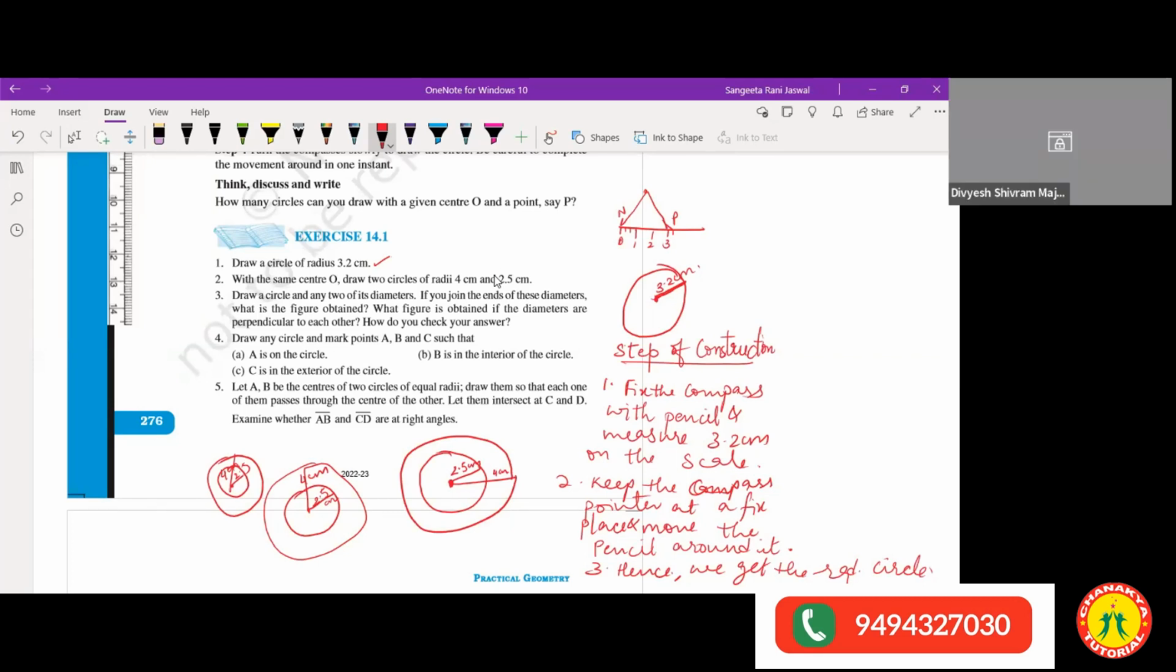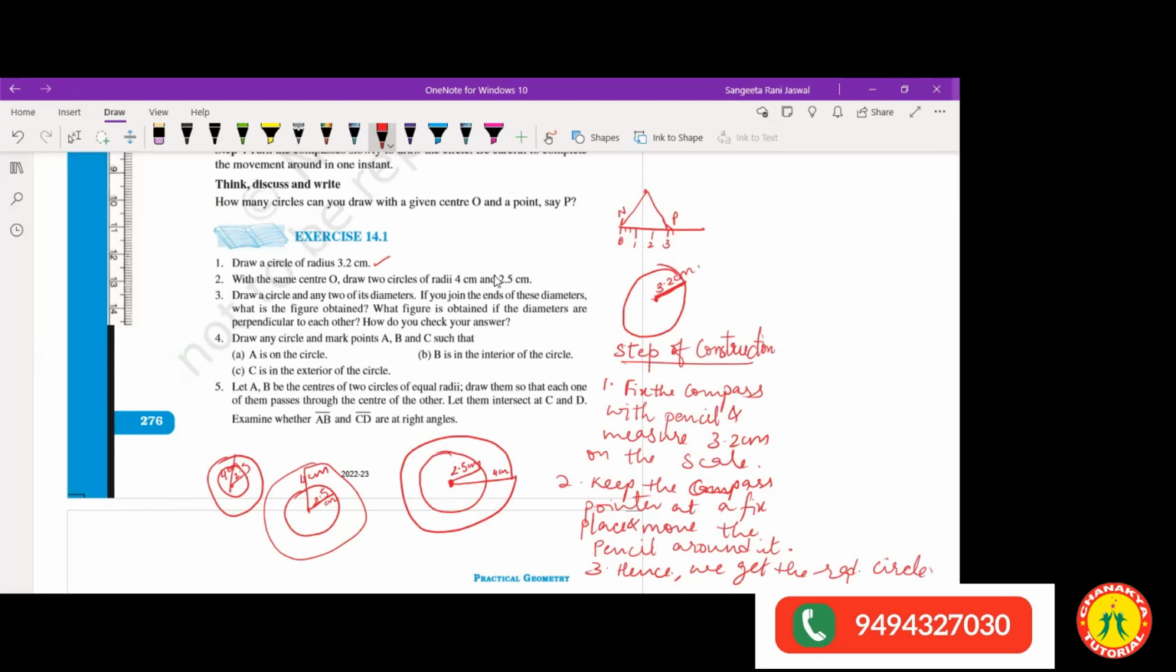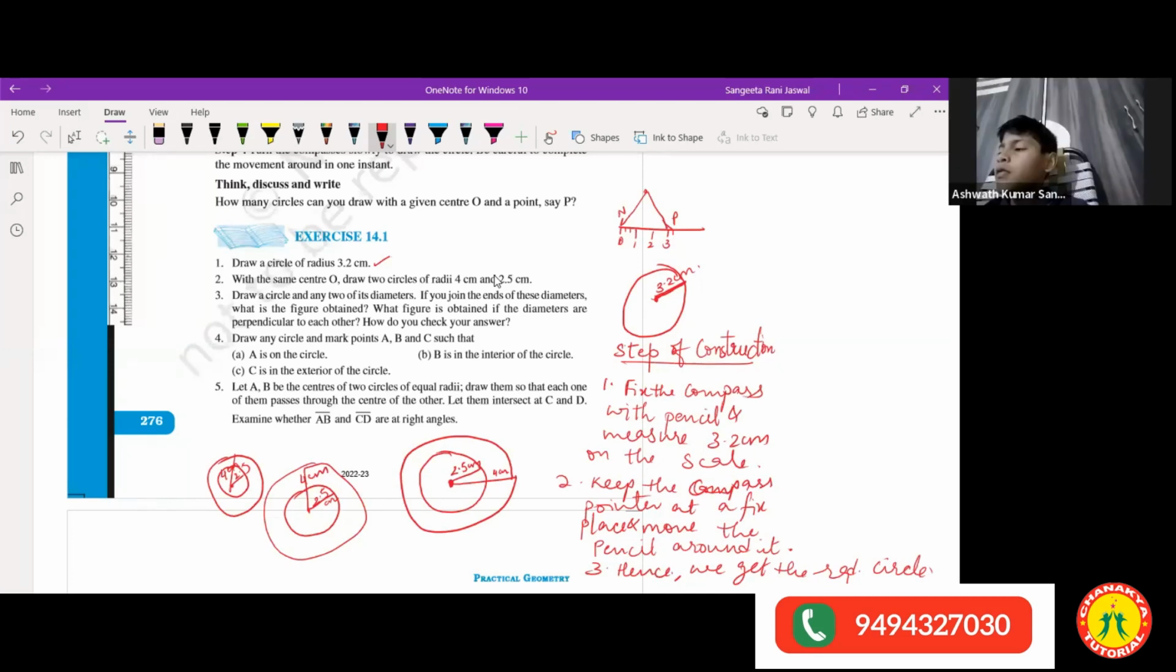I already wrote the steps of construction. You have already written the steps of construction, Ashwath. Okay. Ma'am, can you explain how we should write the construction steps?